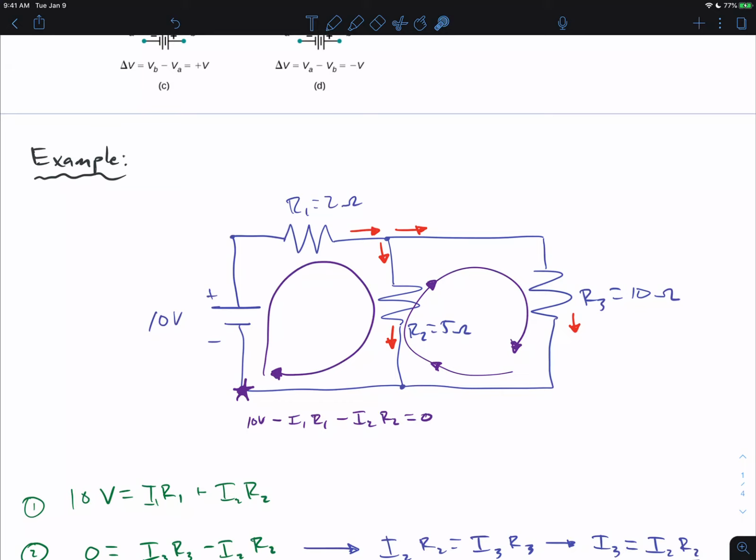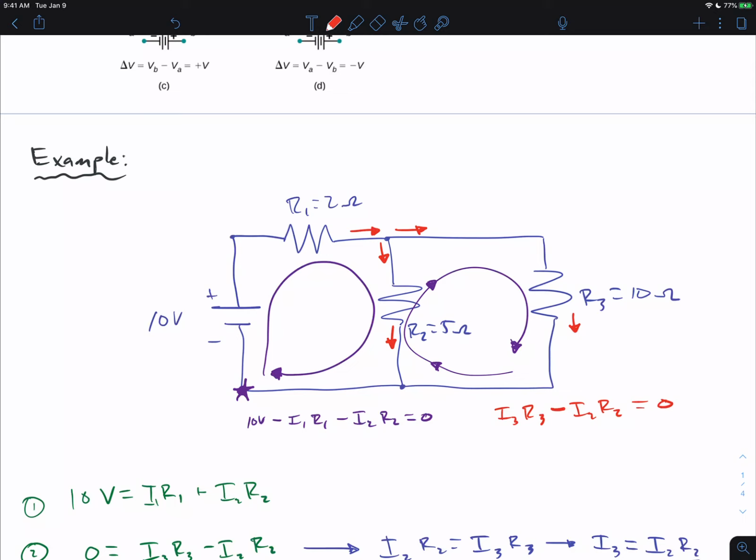So the way we'll do this here, and I'll go ahead and do this actually in red, is all I have here is I3 R3 minus I2 R2. Those are the only two things I have in this little loop. I don't have a battery, so these two things have to equal 0. Okay, so this will be my second formula that I have.